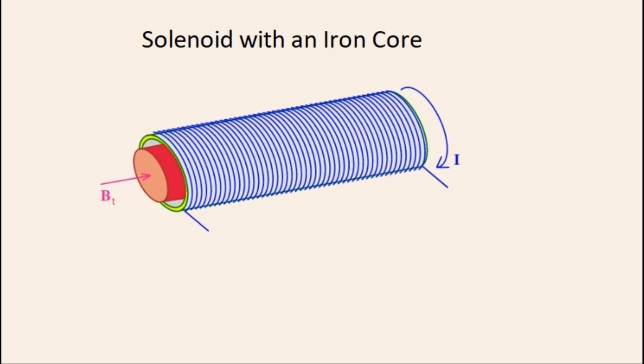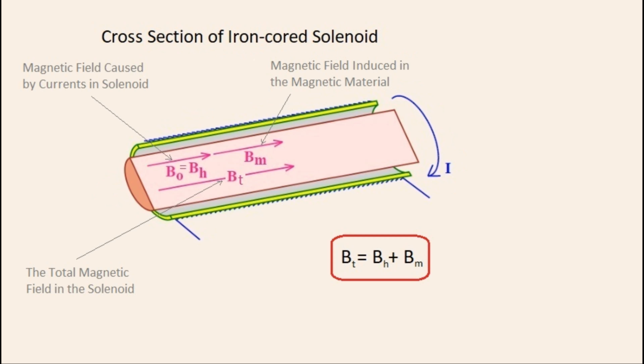Here is the same solenoid, but with an iron core inserted. The core may be just a suspension of iron particles in a resin. This could cause the induced magnetic field in the core to be about 1.5 times larger than the magnetic field in the air-cored solenoid. Here is a cross-section of this solenoid. Here is how these magnetic field vectors relate to each other.